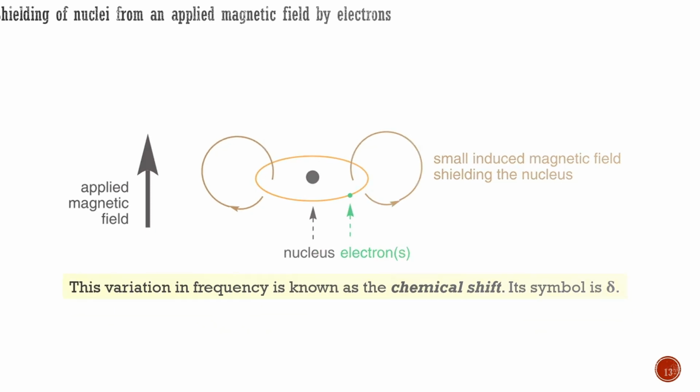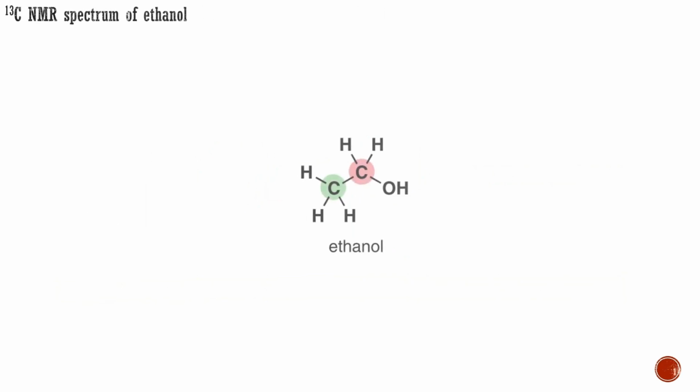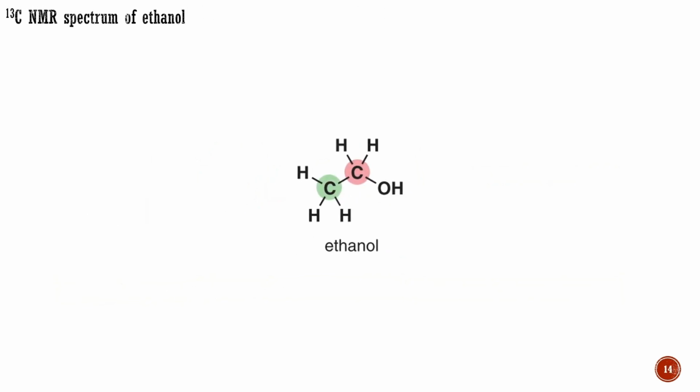As an example, consider ethanol. The red carbon attached to the OH group will have a smaller share of the electrons around it compared to the green carbon, since the oxygen atom is more electronegative and pulls electrons towards it, away from the red carbon atom. The magnetic field that the red carbon nucleus feels will therefore be slightly greater than that felt by the green carbon, which has a greater share of the electrons.